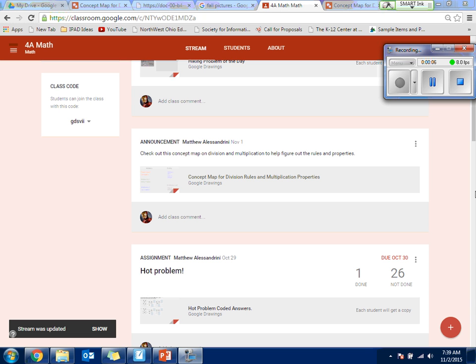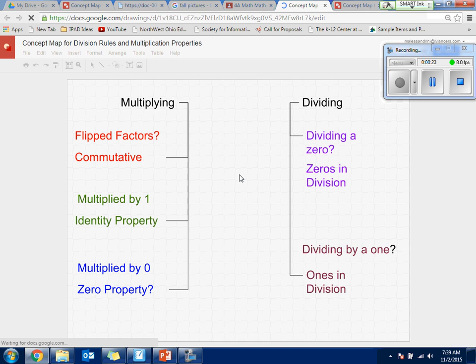Let's go ahead and talk about what we're doing today. Today, we're going to be working on I can identify properties and rules of multiplication and division. So, let's come right over to Google Classroom. When we go here, we're going to go to the second one down. It says Concept Map for Division Rules and Multiplication Properties. This is going to take us to a concept map.